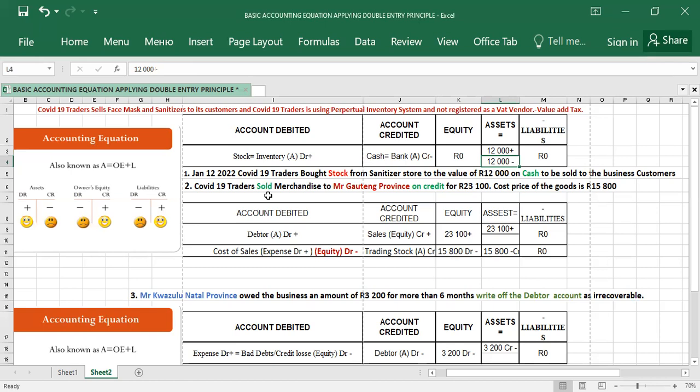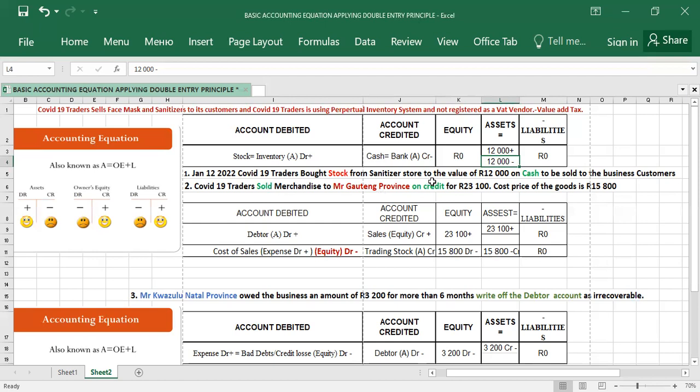How did COVID-19 sell these goods? Or how did you yourself sell these goods? Remember, you have to see COVID-19 as being your own business. So COVID-19 is selling these goods. How? On credit. When your business, or when the COVID-19 business, is selling goods on credit, it means that the money will come later, but the goods will go with a debtor. What is the name of the debtor? Mr. Gauteng Province.